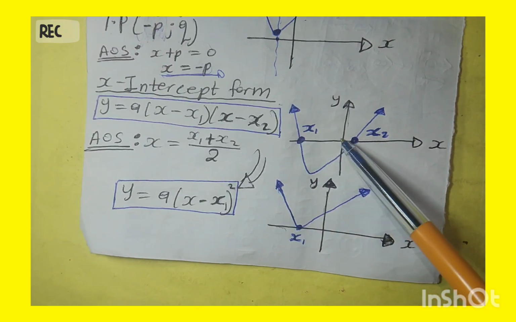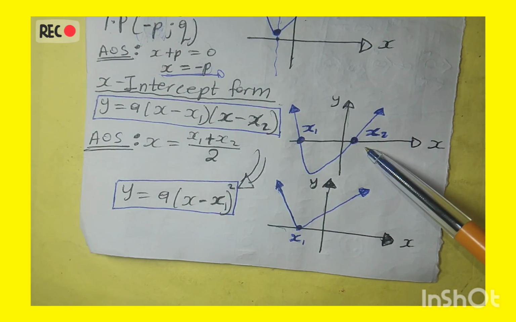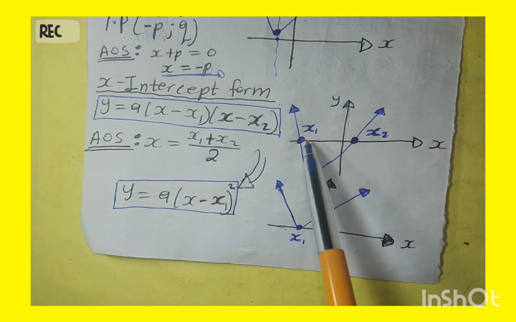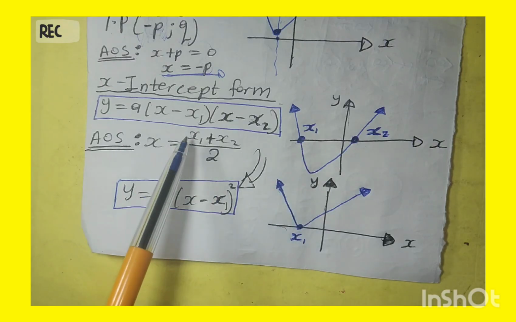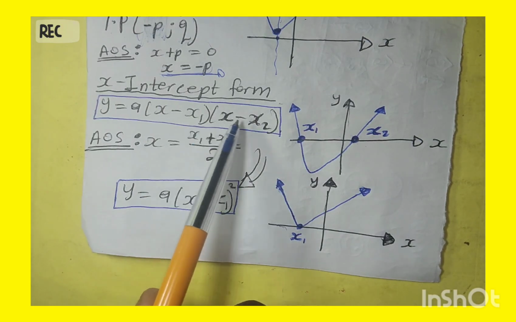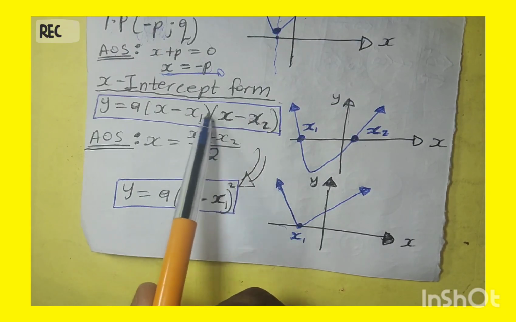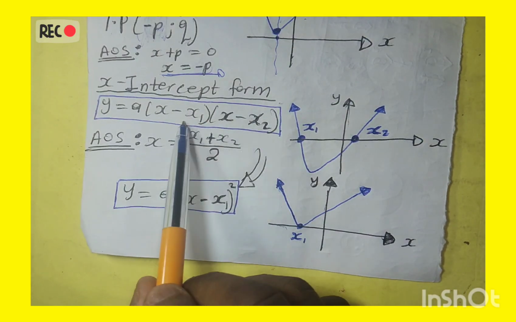So if it intersects twice, we'll have x1 and x2. And a key thing, guys, that you should understand: if you've got x1 and x2, you will take those points and substitute them here. Do you see this thing? Please, guys, take a note about that one.